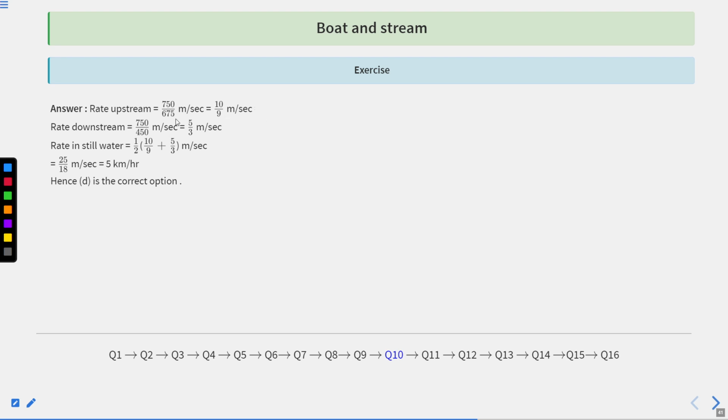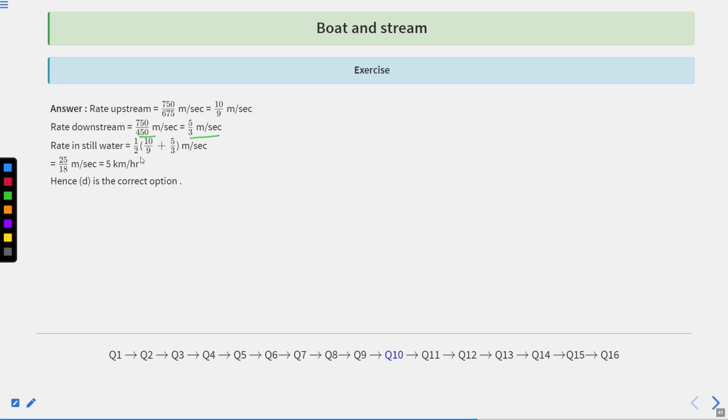So the rate upstream is equal to 750 upon 675 meter per second. That is equal to 10 upon 9 meter per second. So the rate of downstream is equal to 750 upon 450 meter per second. That is equal to 5 upon 3 meter per second.